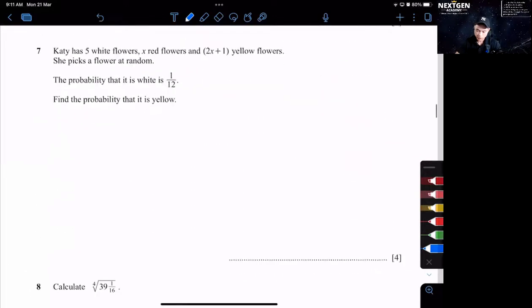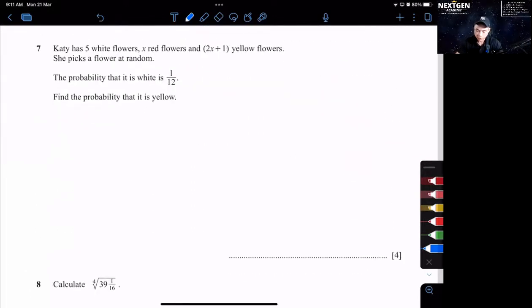Let's go to the next one. Question 7. Katie has 5 white flowers, x red flowers, and 2x plus 1 yellow flowers. She picks a flower at random. The probability that it is white is 1/12. Find the probability that it is yellow. They gave us only one probability, 1/12, which is equivalent to 5 white flowers. I like writing it like this when we are comparing, so I can see a ratio.